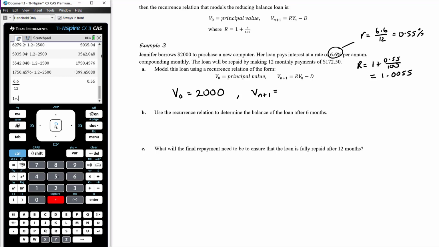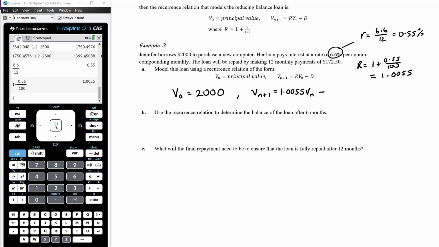1 plus 0.55 over 100, 1.0055. So that's our multiplying factor from month to month. We multiply by that. That's increasing by 0.55% per month, which is equivalent to 6.6% per annum. So we're doing that times Vn. And then we're also going to subtract our monthly repayment, which is $172.50.